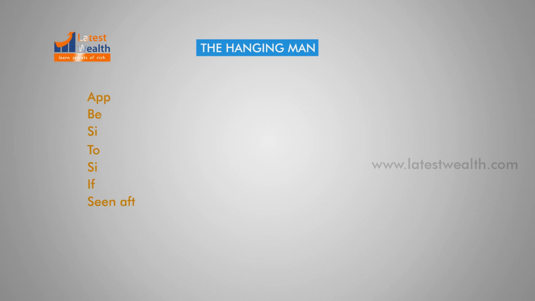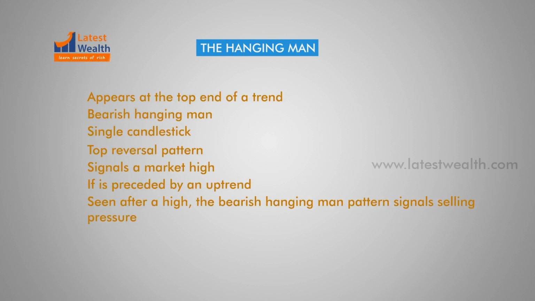Now let us go into one more pattern that is called the hanging man. If a paper umbrella appears at the top, at the end of a trend, it is called a hanging man. The bearish hanging man is a single candlestick and a top reversal pattern. A hanging man signals a market high. The hanging man is classified as a hanging man only if it is preceded by an uptrend. Since the hanging man is seen after a high, the bearish hanging man pattern signals selling pressure. That means it is saying there is selling pressure.